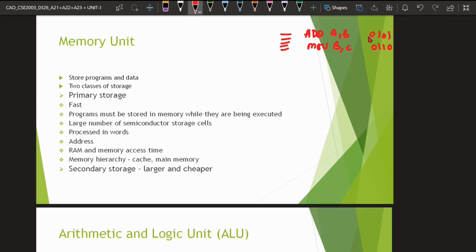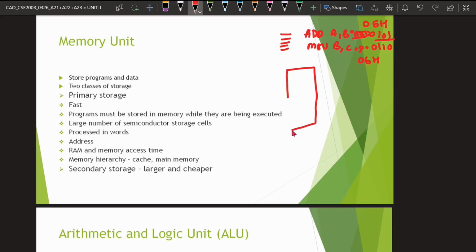Suppose the code is 8 bit, and suppose each location is going to store 8 bits, or 1 byte. Suppose this is 0000 0101, in hexadecimal it is 0 and 5, so 05H. And here 0000 0110, in hexadecimal it is 0 and 6. So 05 and 06 will be stored at particular memory locations.